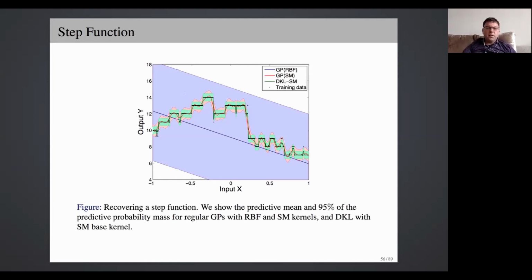In red, we see that the spectral mixture kernel is able to provide a better fit, but it still over-smooths. In green, we can see that the deep kernel captures this data quite effectively. And so there's a bit of a false narrative that GPs over-smooth data and have trouble with discontinuities and so on. That's not true. It depends on the covariance function that you're using. And with the deep kernel, you can capture sharp discontinuities and get nice predictive distributions.